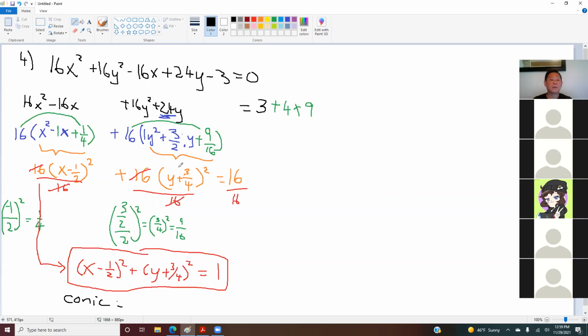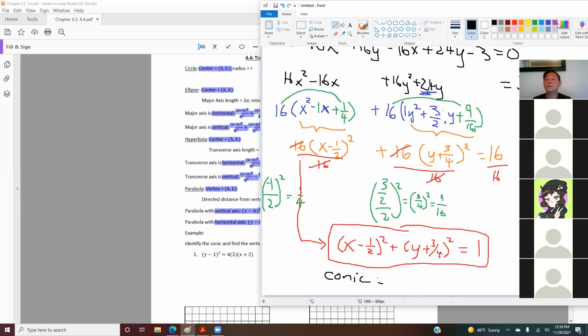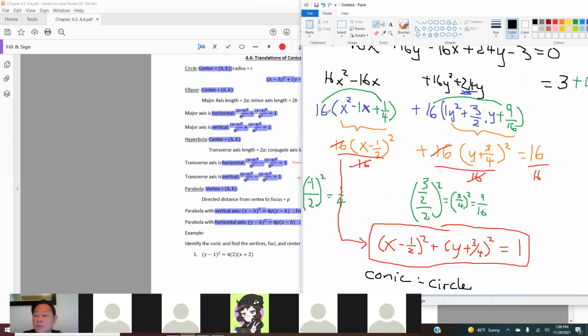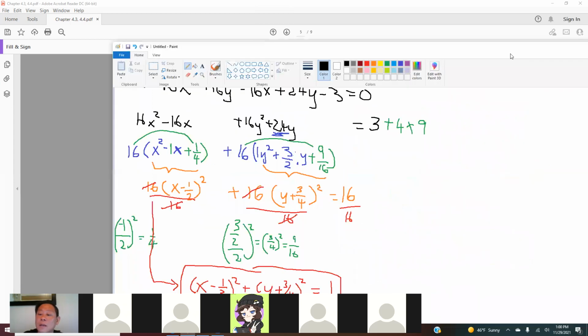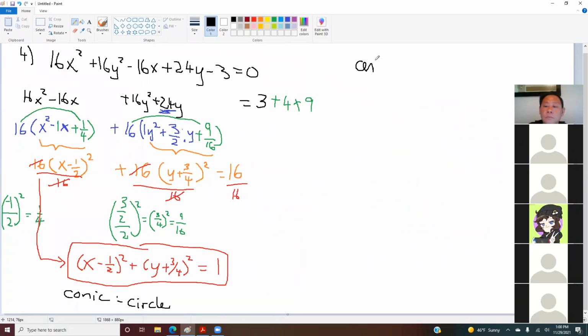So can someone tell me what kind of conic section is this? Is that a circle? Is that an ellipse? Is this a hyperbola or a parabola? This is a circle, yes. Because once you cancel like this, your A and B are the same, because in this case they are all 1. So this is a circle. Circle is easy because you just need to tell me 2 things, the center and the radius.